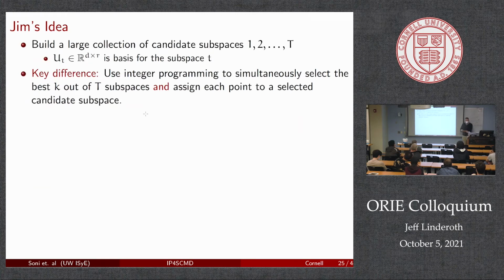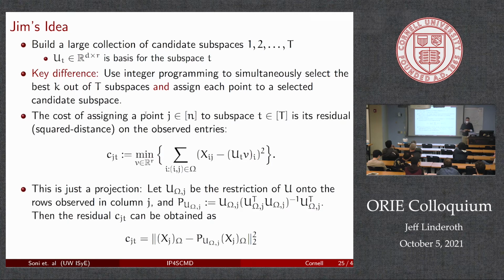It's very related, but actually a nicer way to think of it is the following: I'm going to consider some number t, and I'm going to grow this set dynamically, but bear with me. Imagine that I just had this number t be very large, and I'm going to think of lots of potential candidate subspaces, and I'm going to have a basis u sub t for each one of those. We won't enumerate those beforehand, but just bear with me and pretend that I have all these potential subspaces to consider. Now we're going to use an integer programming formulation, not just to select the best k of those subspaces, but then also assign which points are going to go to which subspace. Does that make sense?